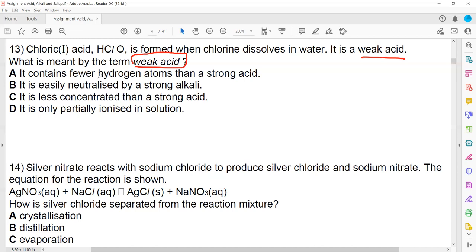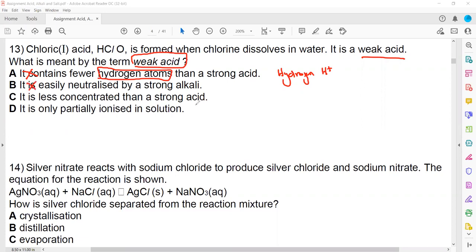Why is this statement wrong? Because it should not be hydrogen atoms, it should be hydrogen ions, or H plus ions. But here they mention hydrogen atom, that's why A is not the right answer. It can easily neutralize. That is not the definition for strong. Easily neutralized depends on the amount of acid, but it does not depend on the nature, whether it is a strong or weak acid. That's why it cannot be an answer.